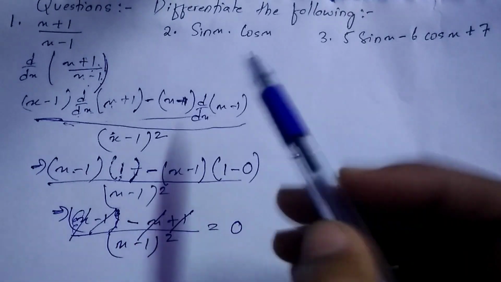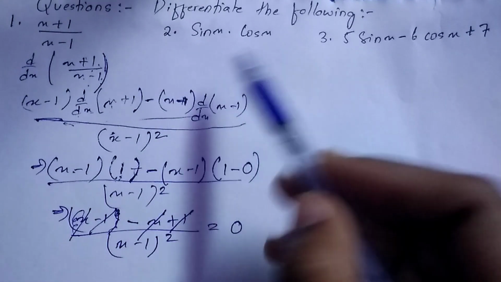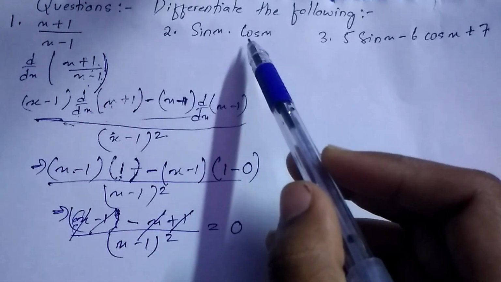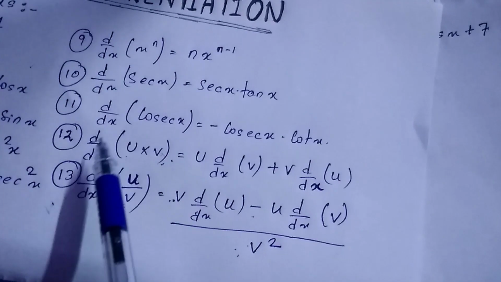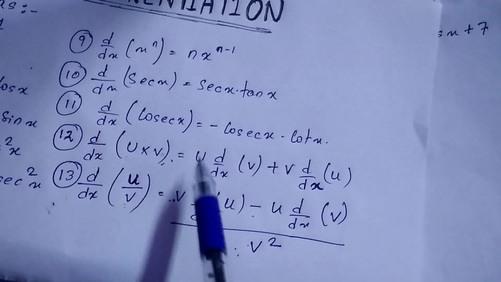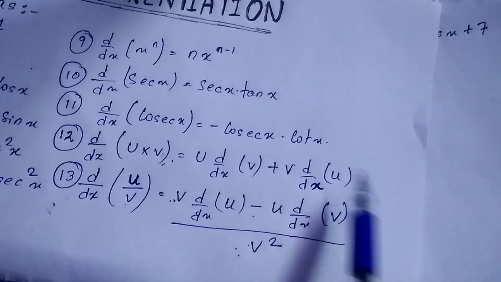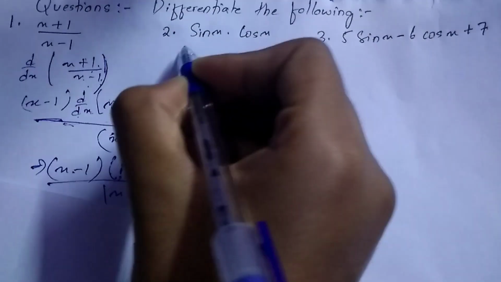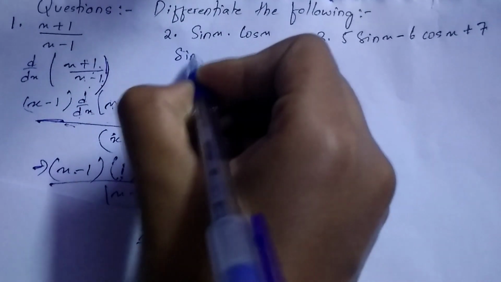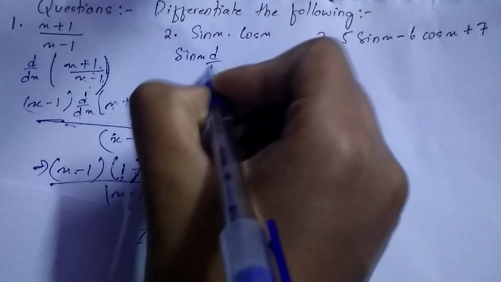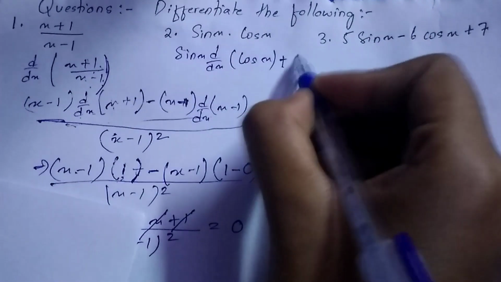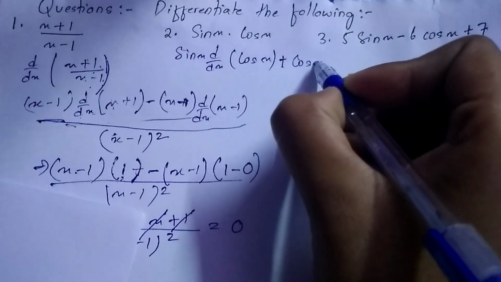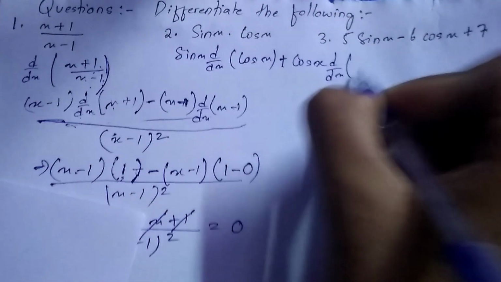Now next one is sin x into cos x. So here you can see it is in u into v form. It is not u by v, it is u into v form, so you have to apply this formula, u into v formula. So differentiation of u into v is u ddx of v plus v ddx of u. So I am applying here, it is u ddx of v, u is sin x, v is cos x, plus v ddx of u, v is cos x, u is sin x.